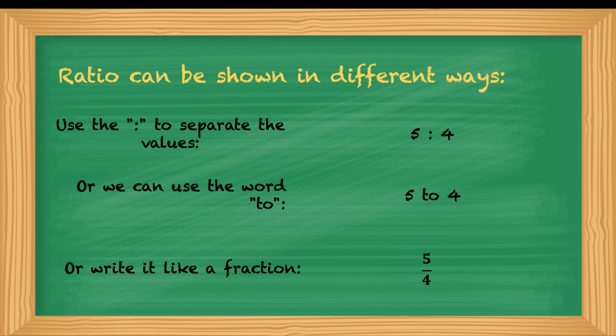Now, ratio can be shown in different ways. We can use a colon to separate the values. So for example, it will be written as 5 colon 4, which is saying 5 to 4. Or we can use the word "to", or it can be written as a fraction, which would be 5 over 4.